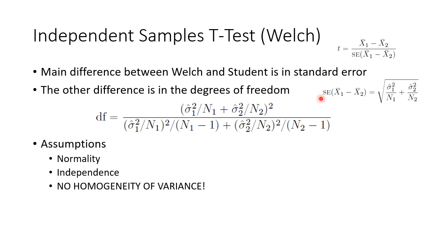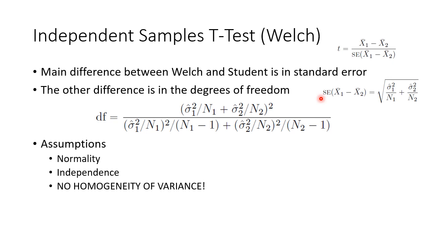The other difference between the Welch's and the student's independent samples t-tests also arises in the degrees of freedom. For all of the other t-tests, the degrees of freedom is simply the sample size minus the amount of conditions or constraints, and a lot of the time it's going to simply be n minus 1.